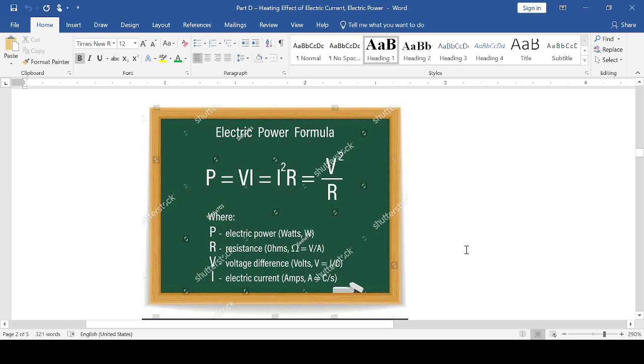Here is the formula for electric power: P equals V times I, which is equal to I squared R, which is equal to V squared over R. P is electric power, unit watts (W), R is the resistance in ohms, V is the voltage difference, and I is the electric current in amperes.